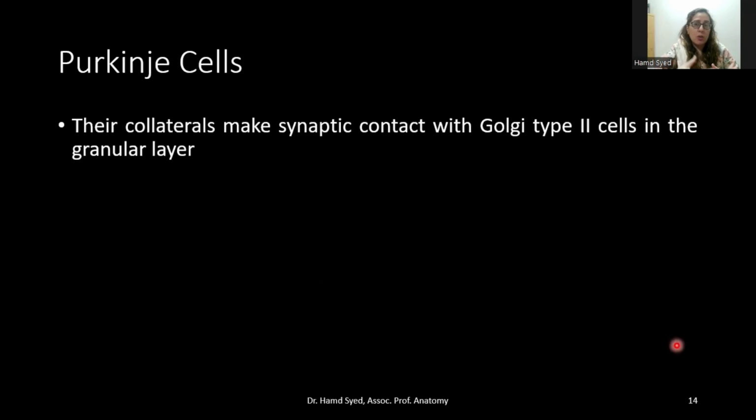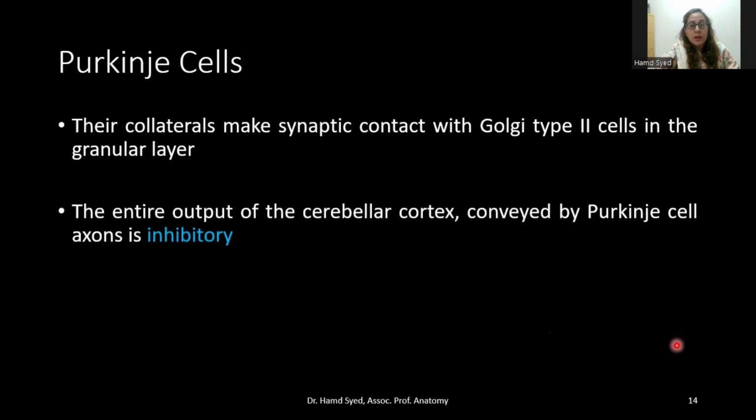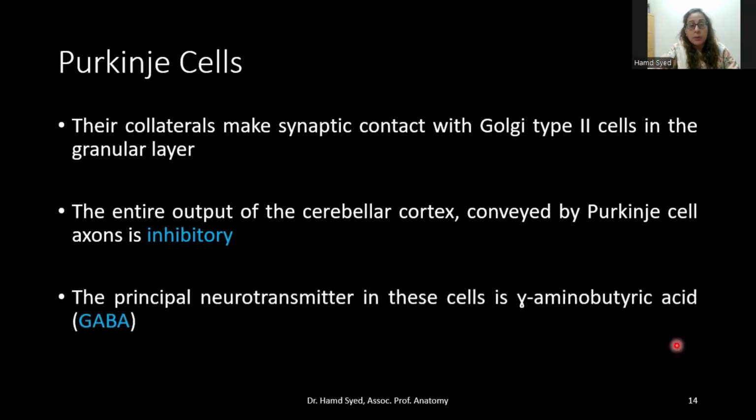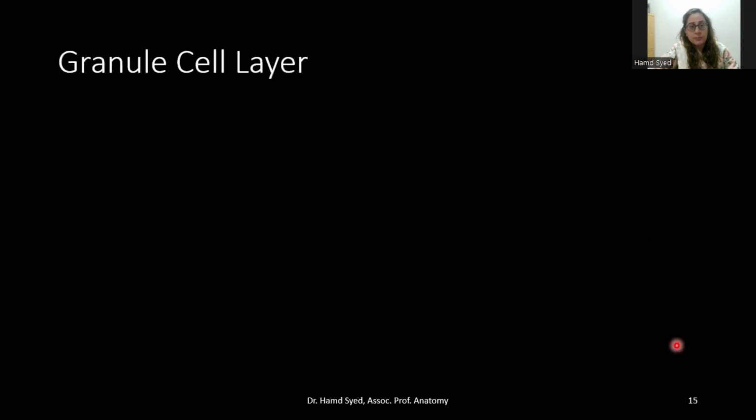The Purkinje cells also have some collateral branches which make synaptic contacts with the other cells in the granular layer. And the entire output of the cerebellar cortex, conveyed by Purkinje cell axons, keep in mind, is inhibitory. The principal neurotransmitter, therefore, is gamma-aminobutyric acid.